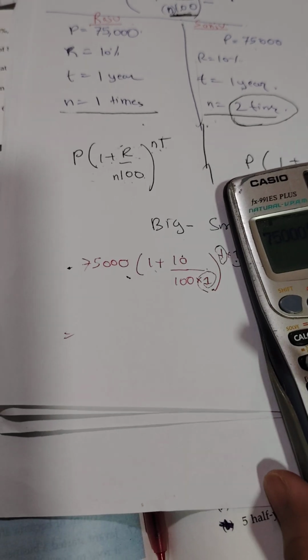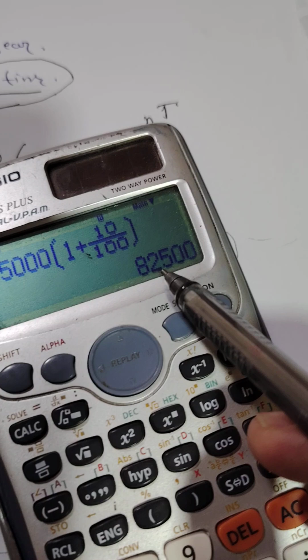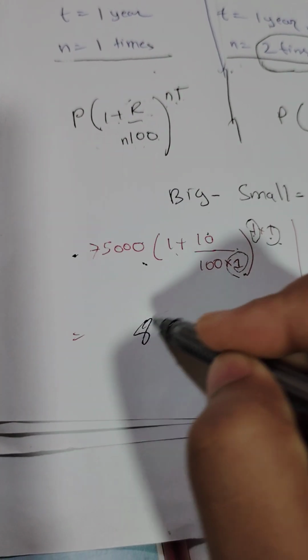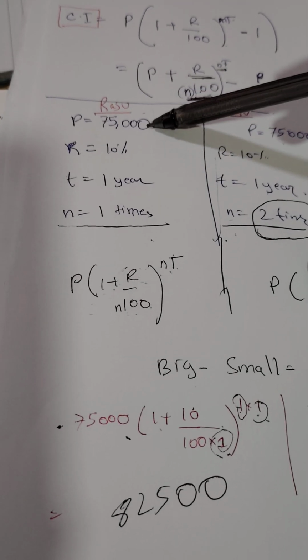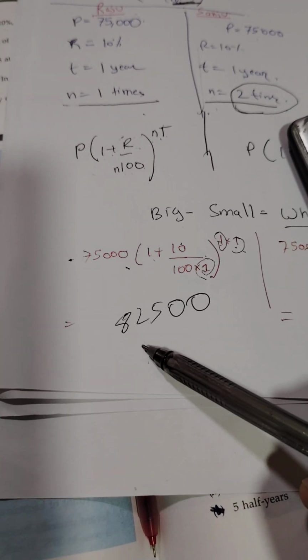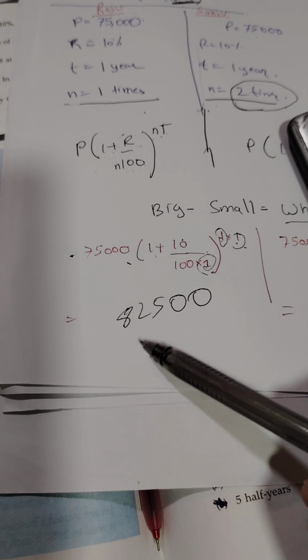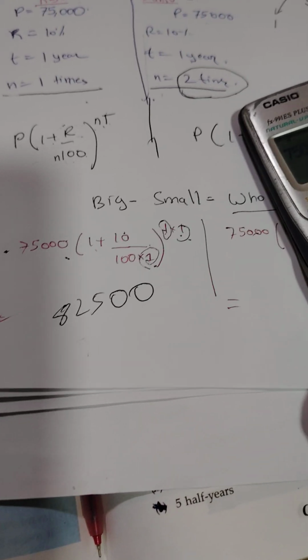Once you calculate, to save time, I have already calculated this. For Raju, the calculation, as you can see in the calculator, is 82,500. So how much did he borrow? 75,000. How much is he giving back? 82,500. This is interest.